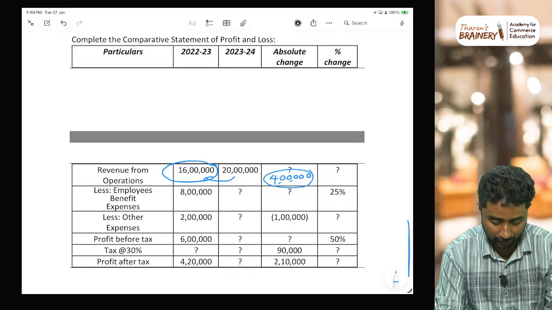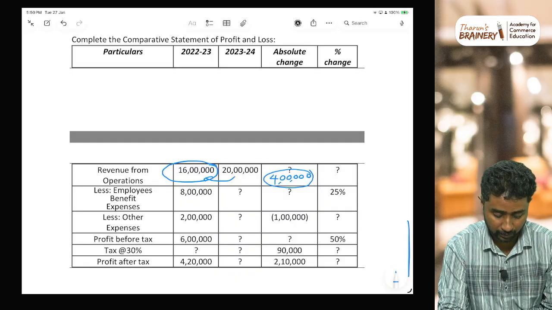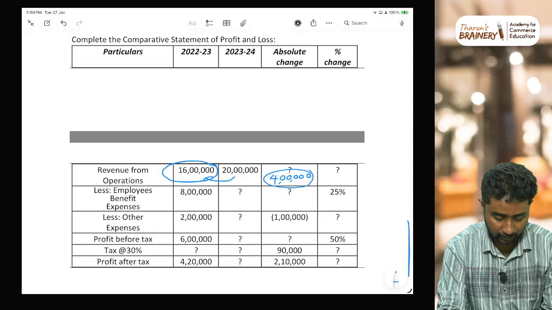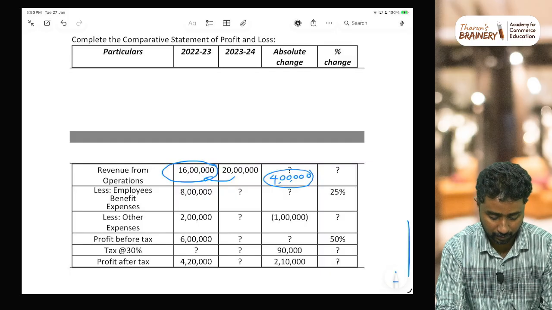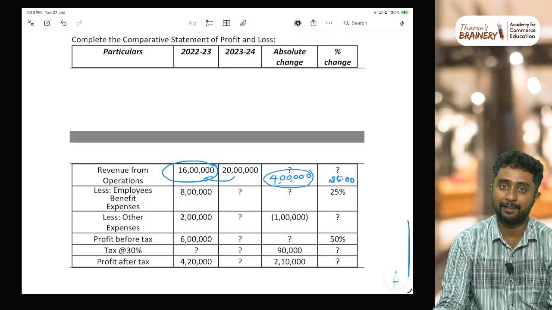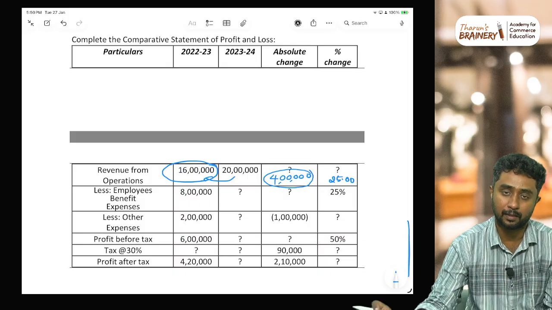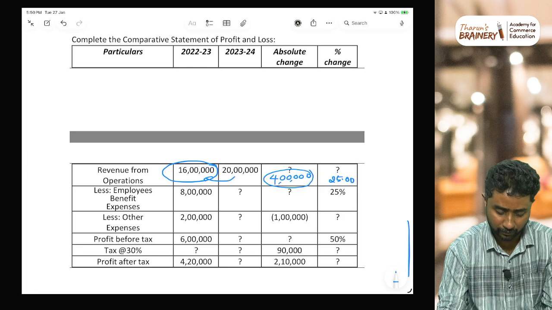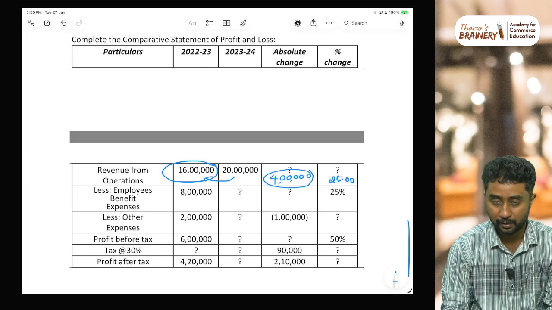So how to calculate? First you have to write the absolute change. Absolute change is 4 lakhs, divided by 16 lakhs into 100. That means you will be getting 25%. So when you are writing percentage, always write percentage like this, 25 dot 2 digits after that. Even if it is 0, you just put 2 zeros, that's it. So this first line is done.